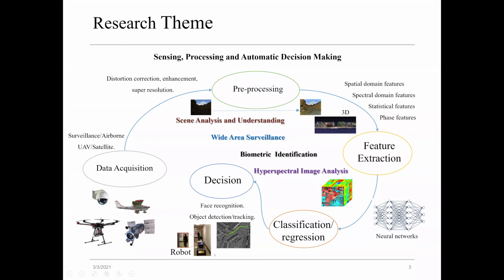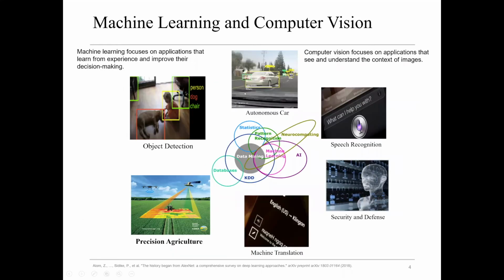And robotic vision, right? Using computer vision algorithms, also machine learning, we can automate the robot's actions. Okay, this whole theme includes sensing, processing, and automatic decision making. Okay, that's all of my research theme so far. As I mentioned earlier, machine learning and computer vision, that's my PhD work. Even after that, I've been focused on this area.